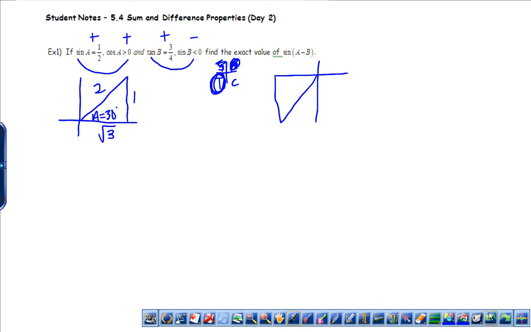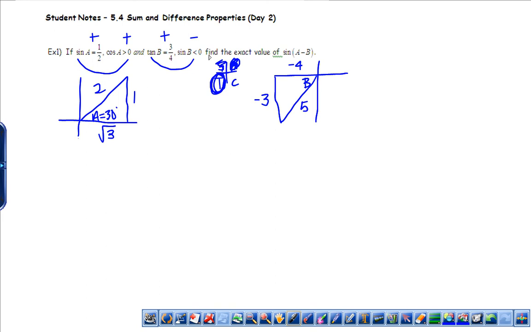Oops. So here's triangle B, and we know that tangent is opposite over adjacent, so opposite is going to be 3, and this is 4. So this is a 3, 4, 5 triangle, and I don't know my angle here, which is totally fine. But it looks like All Students Take Calculus, so this is negative and also this is negative. So be real careful with that, because sine has to be negative.